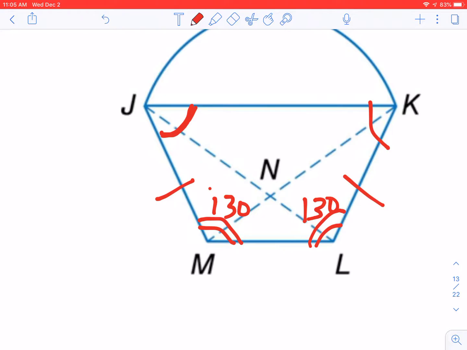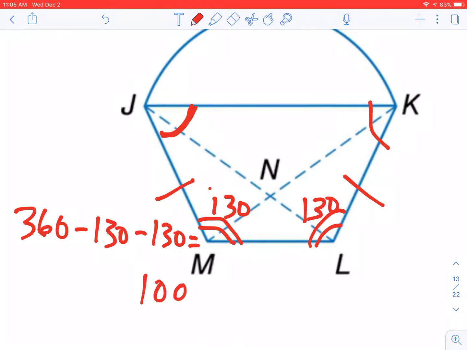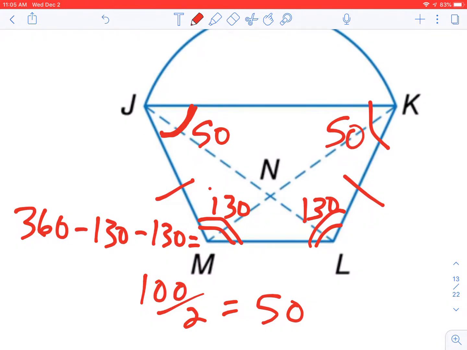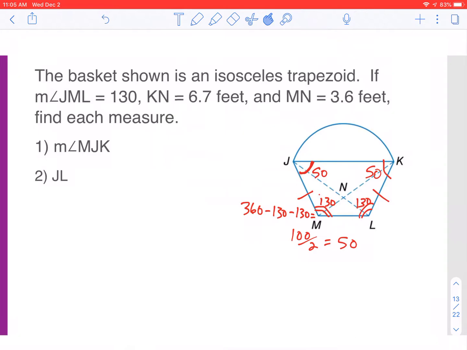I know that quadrilaterals add up to 360. So 360 minus 130 minus 130 is going to equal 100. And then if I divide by 2, I am going to get my two other angles. And if I add all those up, you will add them up to equal 360. All right, so that's kind of how we find the missing angles there.